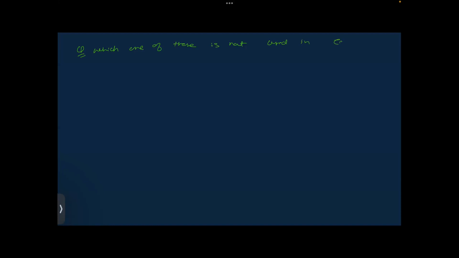So today let's practice some questions from the chapter Combustion and Flame. I'm going to write down the names of some gases. You have to tell me which one of them is not used in combustion. Now the question is: which one of these is not used in combustion?